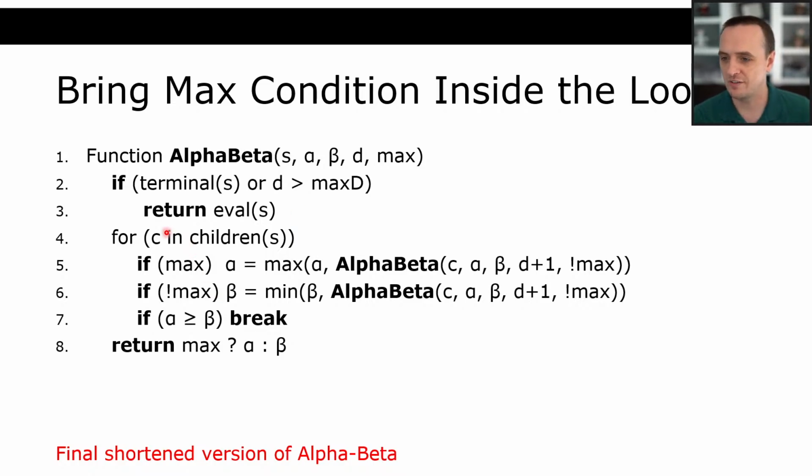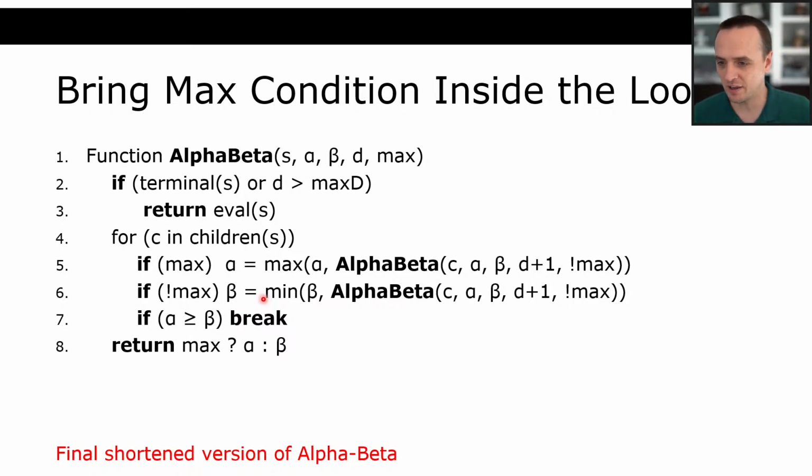So this said for each child, I've put the if max in here now. So if I'm maximizing, do the alpha equals max of whatever. If I'm not maximizing, then I'm minimizing. So this could just be an else, right? If I'm not maximizing, beta is the minimum of those things. If alpha is greater than or equal to beta, then break. So now you know why I wanted to put break in there.